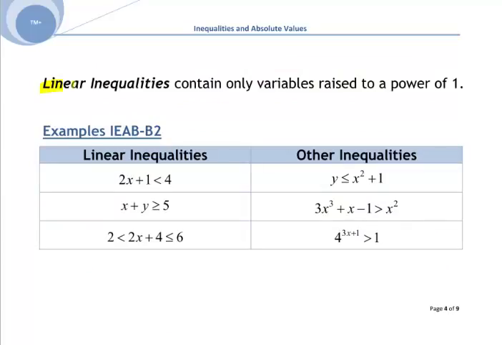Now, linear inequalities contain only variables raised to the power of 1. So the key is that they're linear. Just like linear equations only contain variables raised to the power of 1. So in the first column here, I have linear inequalities. They're linear because all the variables have a power of 1. We don't write that power of 1, it's assumed. In contrast, for other inequalities, we can look here, we have an x squared, x cubed, x squared. Here the power is actually with an x in it.